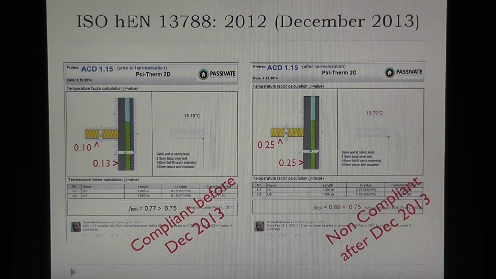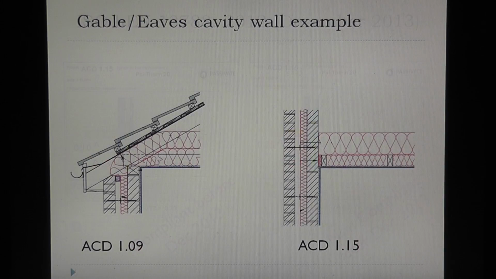So we've gone from a situation where the same detail, the same ACD 1.15, was compliant before December 2013, but actually not compliant after 2013 because of the harmonisation of 13788.